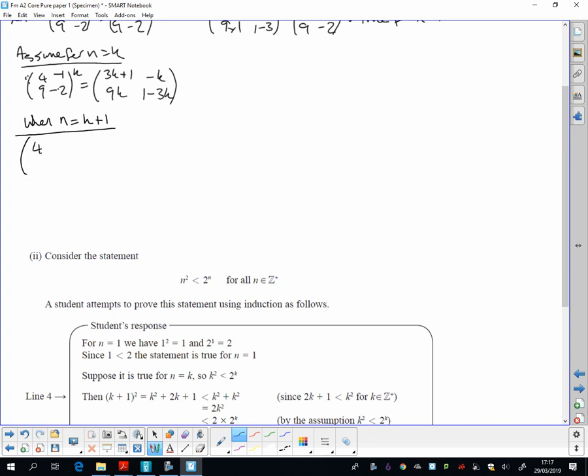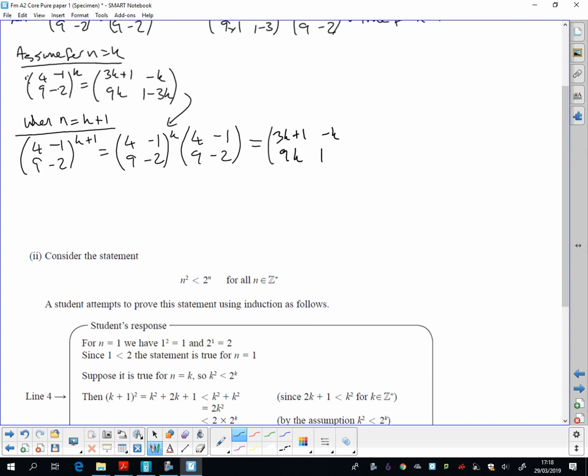Okay, so with matrices, we split that up into the matrix to the power of k times the matrix to the power of 1, so i.e. itself. So then we're actually going to do some matrix multiplication. Well, we're going to use, first of all, our assumption for that one. Okay. And then we're going to do some matrix multiplication.